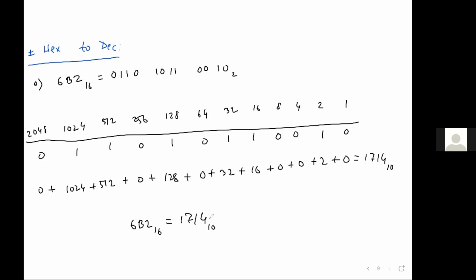So these were all about your conversion, and I believe it is okay. Any doubt, any confusion up to this? Is it clear to all of you?